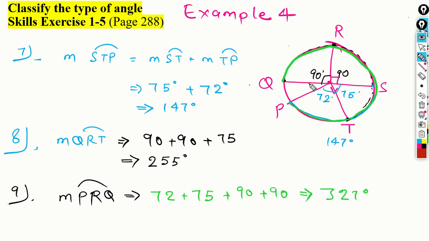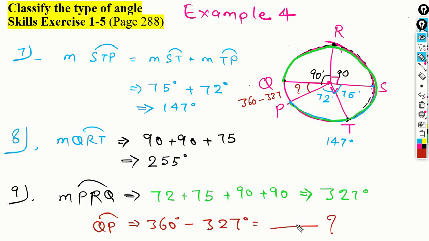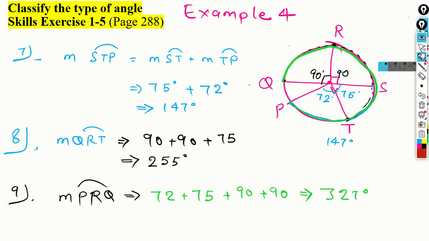Good. Now if I ask you how much is this, so total is 360. Total is 360 minus this we have done just now, 327, and that will give your answer QP. So if somebody asks you QP also, you can do 360 degree minus 327 degree, you will get your answer. So check by yourself how much you are getting. Next.